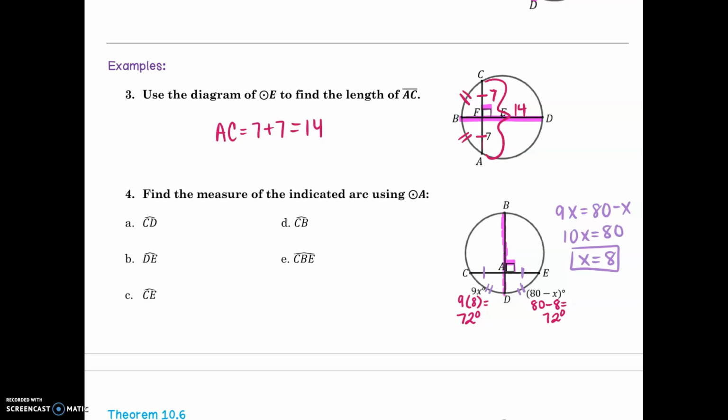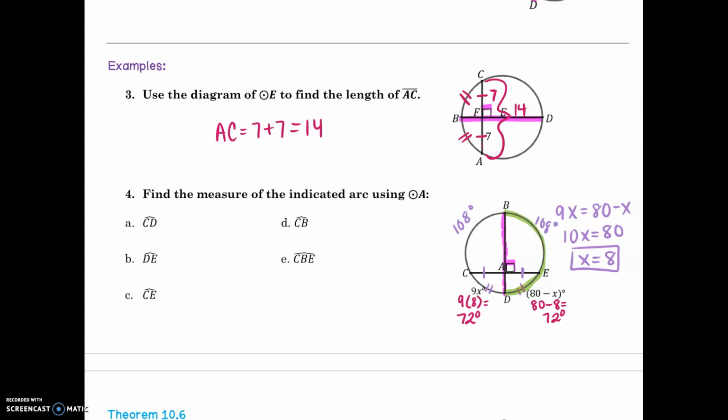Now to find the measures of our other arcs, if we take a look at our semicircle here, we know that these two arcs together have to add up to 180. So if we do 180 minus 72, we know that arc CB is 108 degrees. And same thing on the other side. We know that these two arcs, arc BE and ED, form a semicircle. So again, 180 minus 72 will give us 108 degrees.